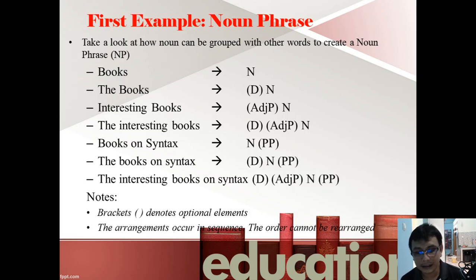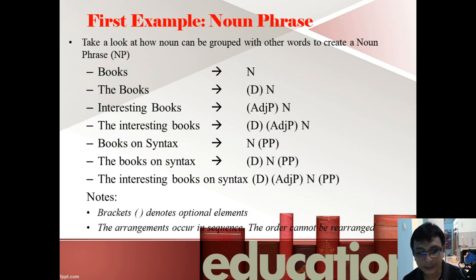Please take a note that brackets here denote optional elements, as we discussed before, that a phrase only requires a head of its category. So noun phrase only needs N. The others are optional.